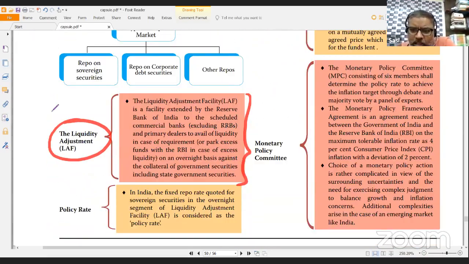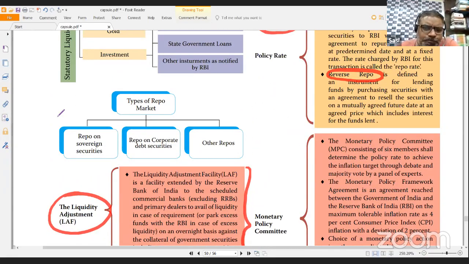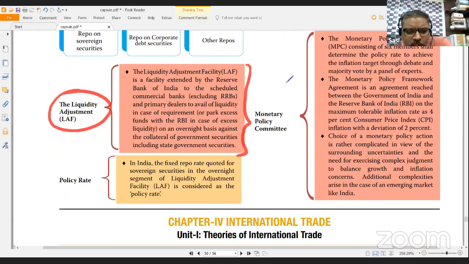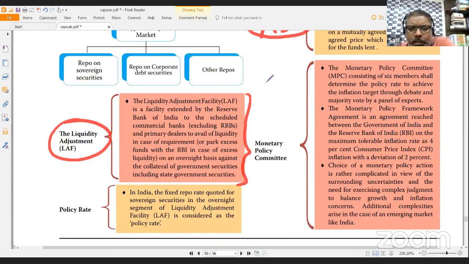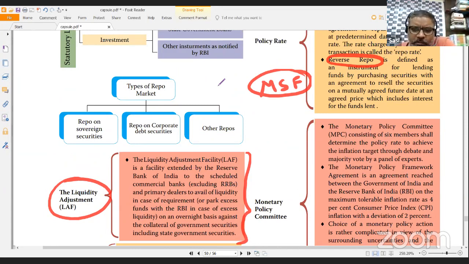Then there is another facility also, the MSF facility, which is over and above the LAF, and naturally the rate of that also will be much higher. That is called marginal standing facility. That question also can be asked, though it is not here. That is also an important aspect to be noted, which will be a penal interest rate. MSF rate will be the highest of all. Below that, there will be repo rate. Below that, there will be reverse repo rate. This is how the RBI's rates will be.